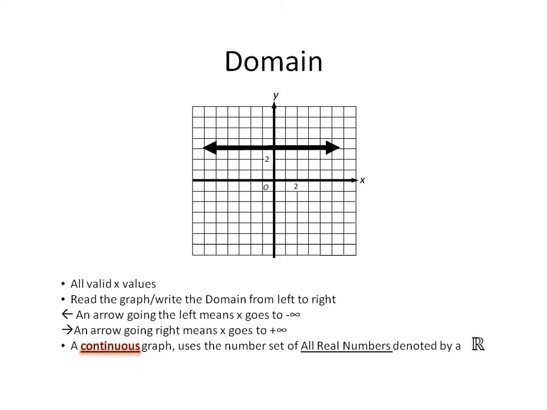A continuous graph like this one, where I can draw the line from this side to this side without picking up my pencil, uses the number set all real numbers, denoted by a capital R. When we write that in math, we do that with a capital R with two legs.